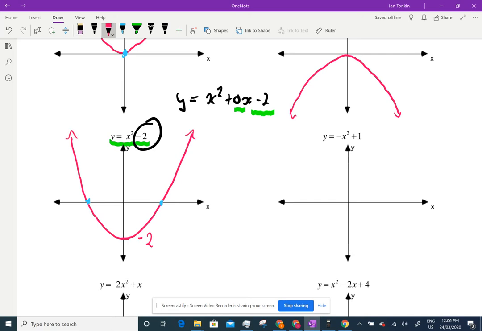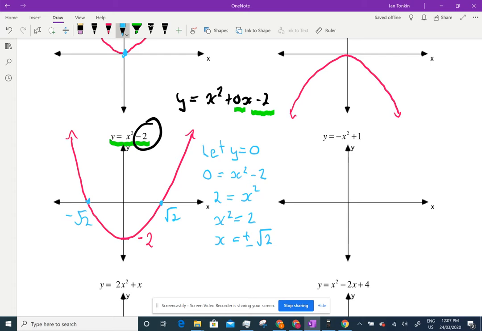I remember to find the roots, let y equal 0. And I get 0 equals x squared minus 2. I add the 2 over, x squared equals 2. We'll write it the other way, just in case you want. x squared equals 2. And then I square root. But remember, whenever I square root, I get two answers, a positive and negative answer. So that's root 2, and that's negative root 2.